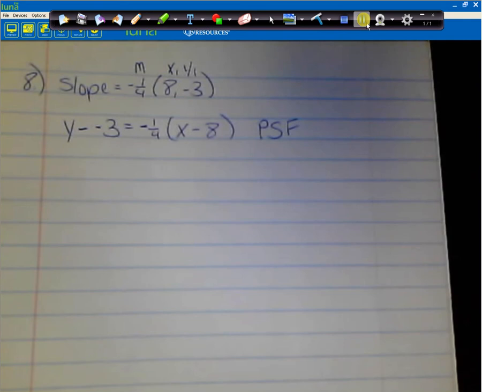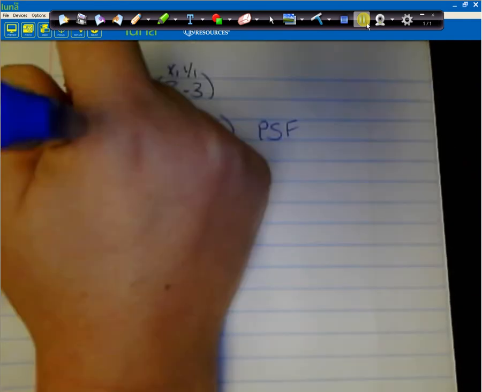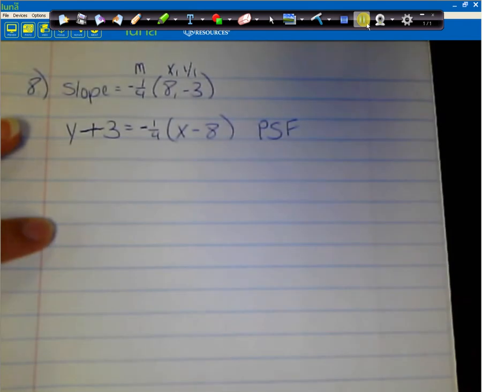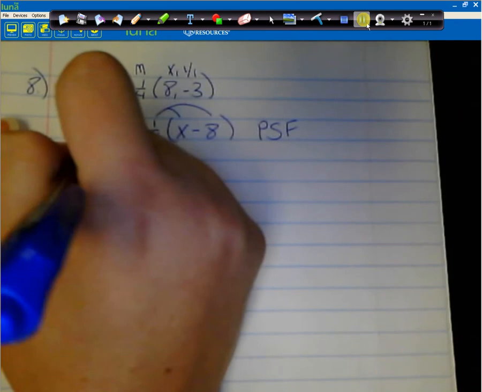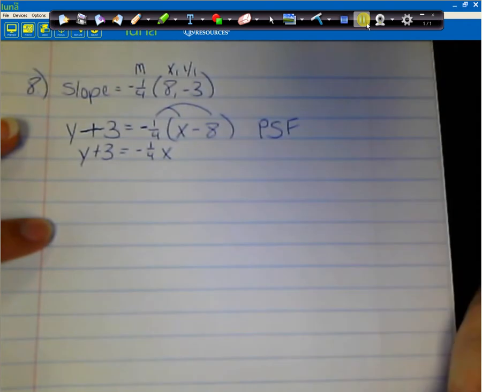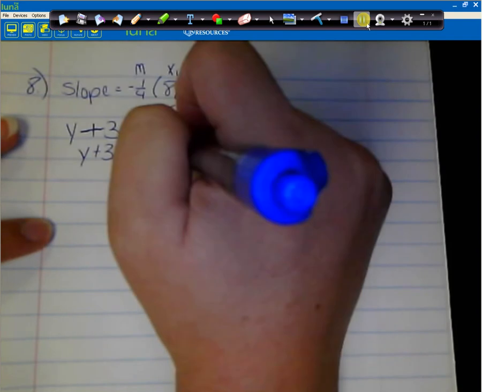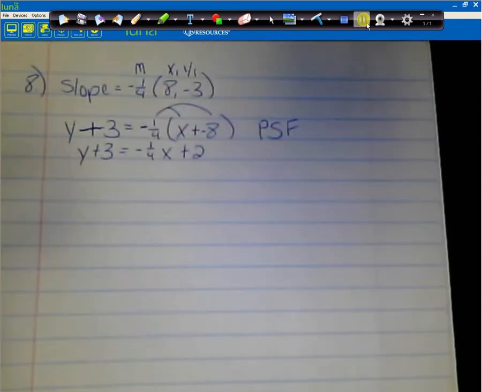All right, now we're going to change it to slope intercept. We're going to change these two negatives that I see here. Go ahead and change those to a positive. And I'm going to distribute my -1/4. So I'm going to say y plus 3 equals -1/4 times x is -1/4 x. -1/4 times -8 is a +2. And if you need to change this to plus and -8 to see that it's a negative times a negative, feel free to do that.